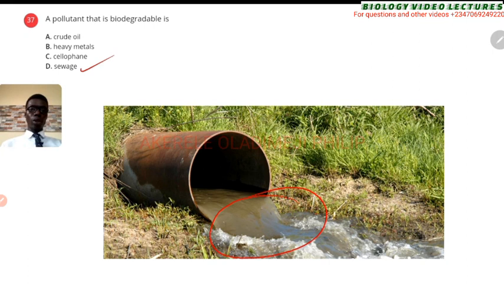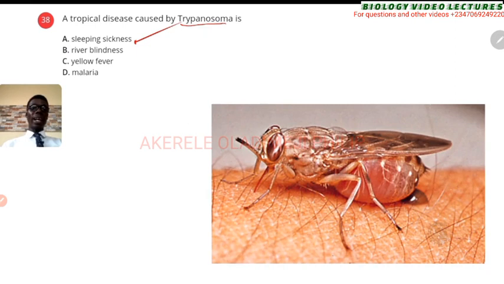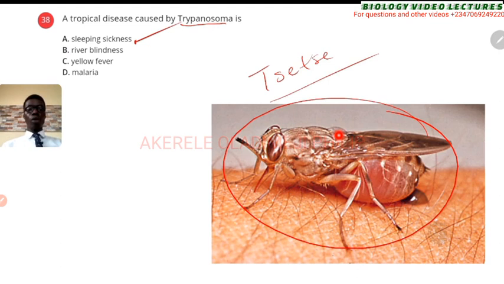A tropical disease caused by trypanosoma is sleeping sickness. The answer is A, sleeping sickness. Now listen: the pathogen is trypanosoma. The vector that carries this pathogen is the tsetse fly. It's spelled T-S-E-T-S-E, tsetse fly. That's the name of the fly that passes on trypanosome, which leads to trypanosomiasis, which is sleeping sickness.